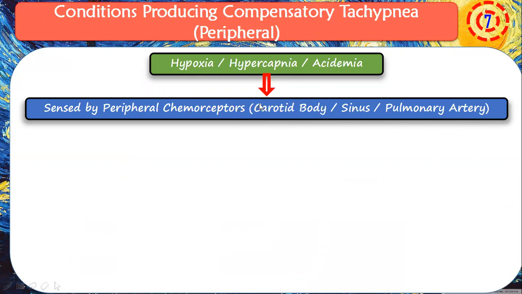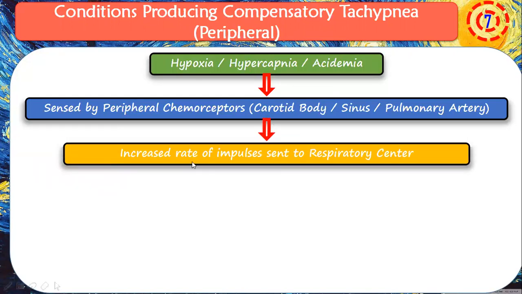So the main peripheral chemoreceptor would be the carotid body. And these all react to all of these stimuli, that is hypoxia, hypercapnia, as well as acidemia. But they act primarily against hypoxia, so blood oxygen level. So once these sense the presence of hypoxia, hypercapnia, or acidemia, now there's increased rate of impulses to the respiratory center.